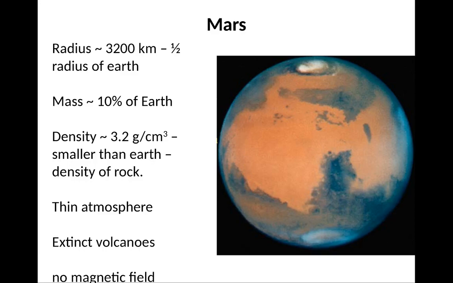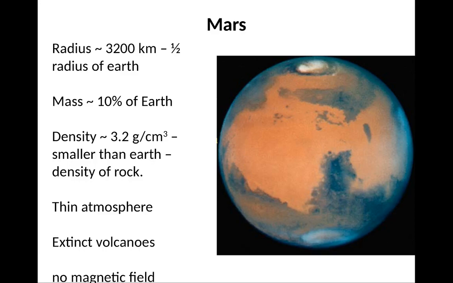Right. Now let's talk about Mars. Mars has about half the radius of Earth. Its mass is much lower than Earth's, about 10%. Its density is also slightly lower, at 3.2 grams per cubic centimeter. Right, so it's smaller than Earth, but roughly the density of rock.